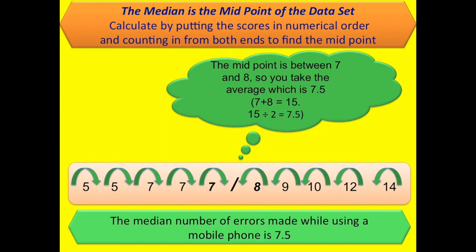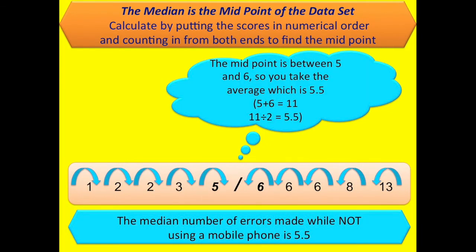Once you've got your scores in numerical order, you then count in from both ends to find the midpoint. If you look at these arrows, you can see that I've counted in from both ends, and because we've got 10 scores, we had 10 participants, the midpoint is actually between 7 and 8. If you had an odd number, then you would have an obvious midpoint, but if you have an even number of scores, then you have to work out the average of 7 and 8. So 7 add 8 equals 15, 15 divided by 2 equals 7.5. So the median number of errors made while using a mobile phone is 7.5.